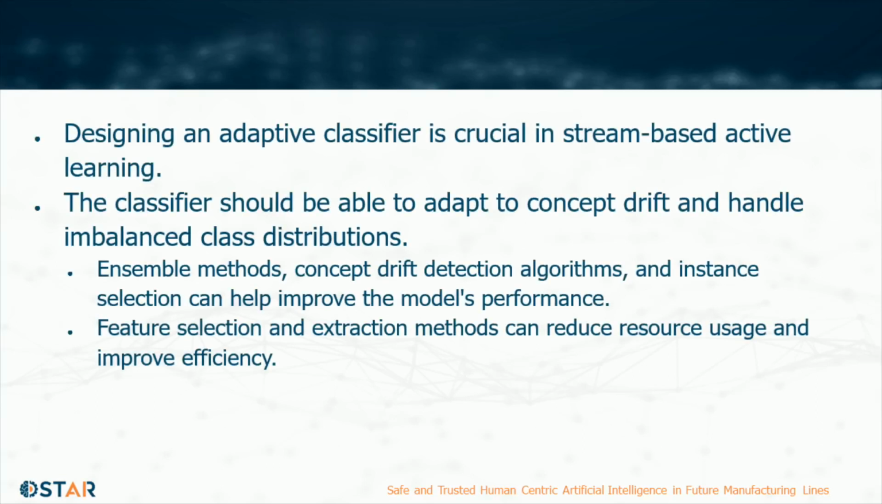5. Adaptive classifier design. Designing an adaptive classifier is crucial in stream-based active learning. The classifier should be able to adapt to concept drift and handle imbalanced class distributions. Techniques such as ensemble methods, concept drift detection algorithms, and instance selection can help improve the model's performance in evolving environments. Additionally, feature selection and extraction methods can reduce resource usage and improve efficiency.